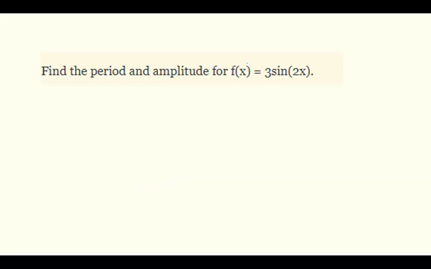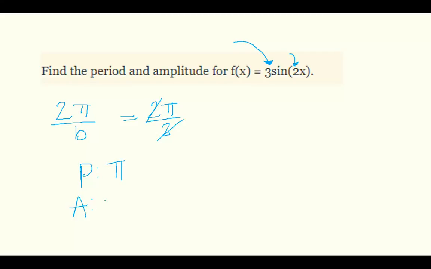Find the period and the amplitude. Remember, we kind of talked about this before with the vertical stretching. Our amplitude is just the first value, the number our trig function is being multiplied by. Our period comes from the equation 2 pi over b. And our b value is usually the number in front of x. So in this case, we would say 2 pi divided by 2. My 2's cancel. So my period would be pi, and my amplitude would be 3.